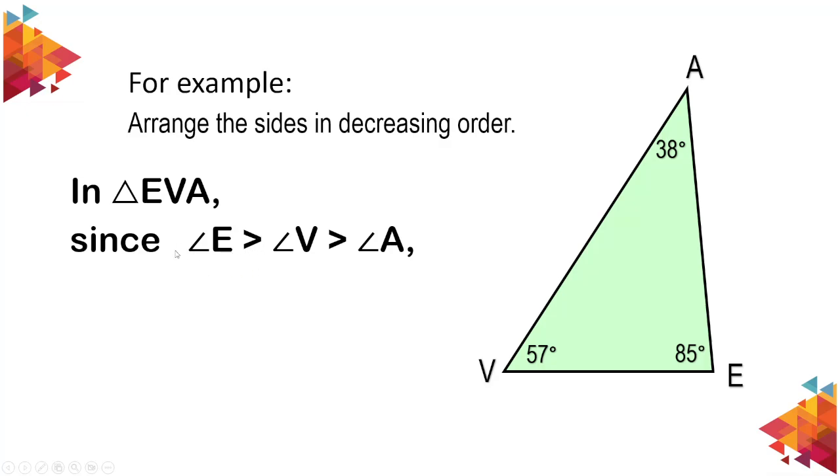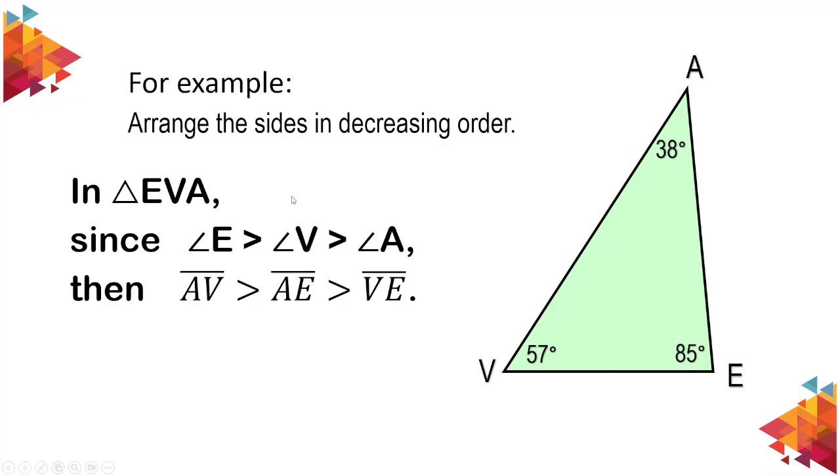Now, what is the opposite of angle E? If you don't know yet, angle E right here, opposite to that, fronting this angle, what's that side? That's AV. As simple as that. Now, what's fronting angle V? What's opposite that? It's side AE. And of course, right here, we have side VE opposite of angle A.